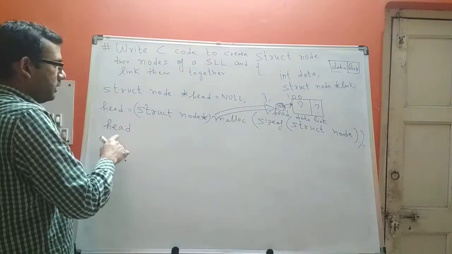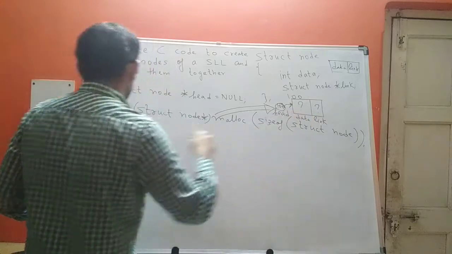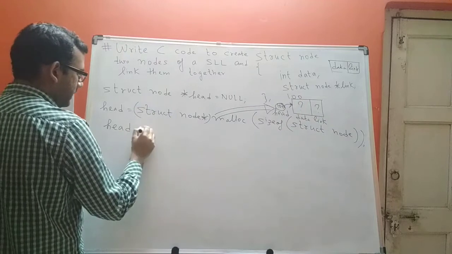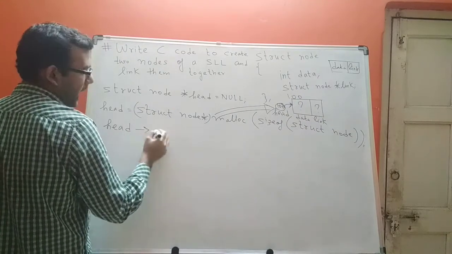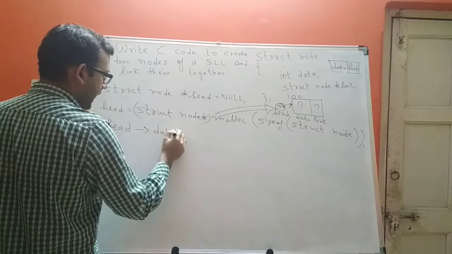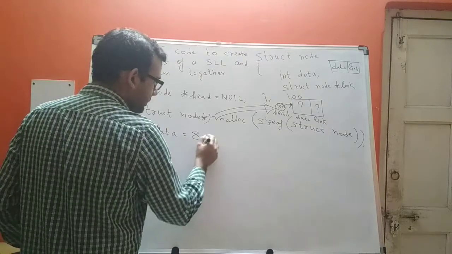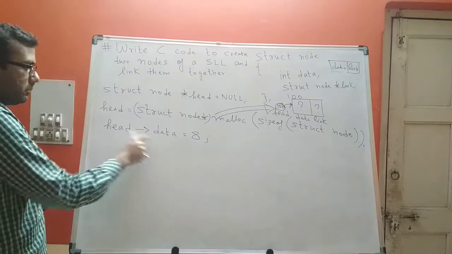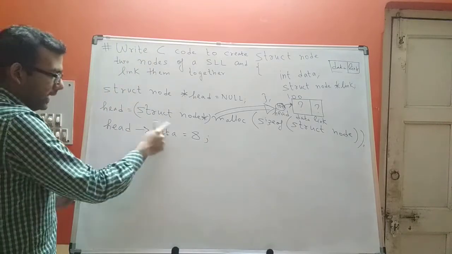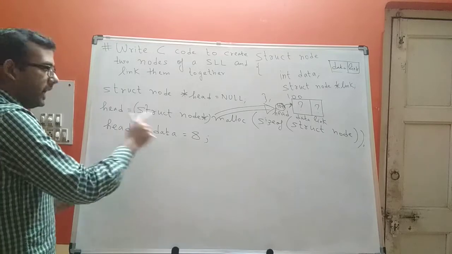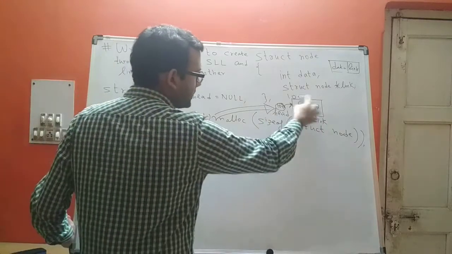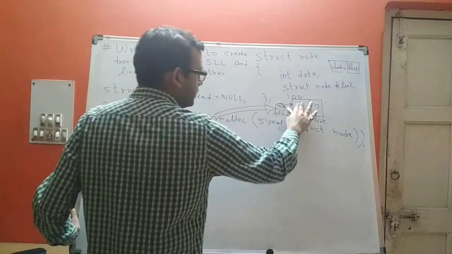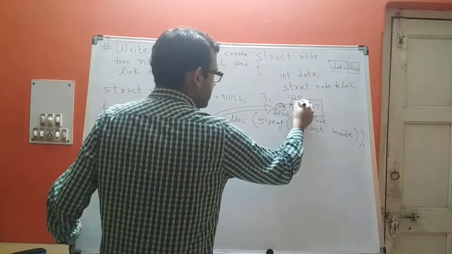Now the pointer here which is pointing to this block is head. So I'll access this block through head. So I'll say head, member access operator or arrow operator, data: head arrow data equal to 8. What does this statement mean? It means take the data part of the node to which head is pointing. So head is pointing to which node? Head is pointing to this node. Take the data part of this node and give it a value of 8. So now this data part has a value of 8.